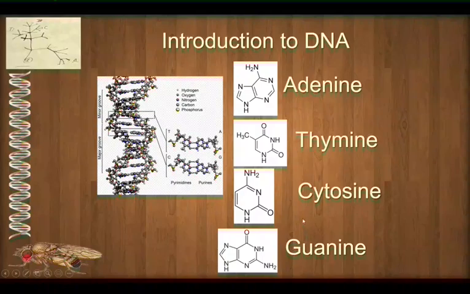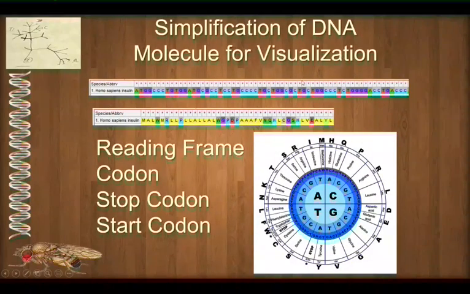And in fact, from now on, we are only going to look at those abbreviations. We're going to use letters to represent these complex molecules, and then the order in which these letters occur is the diversity, the genetic diversity.